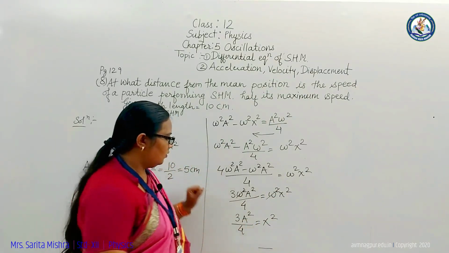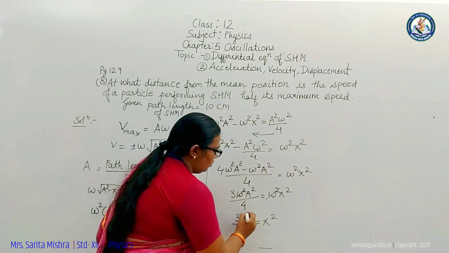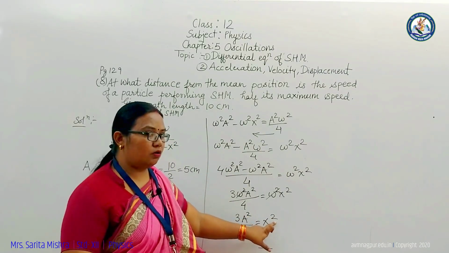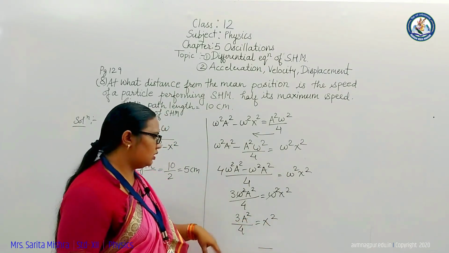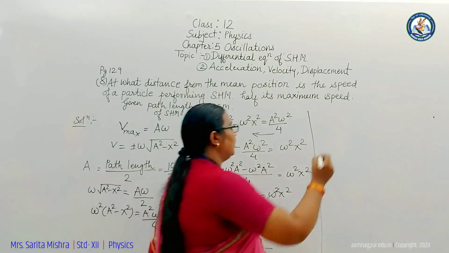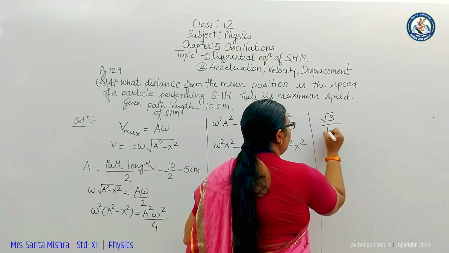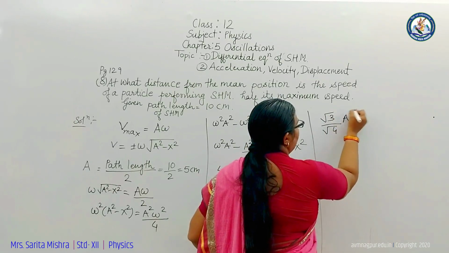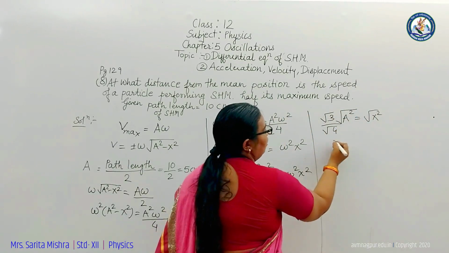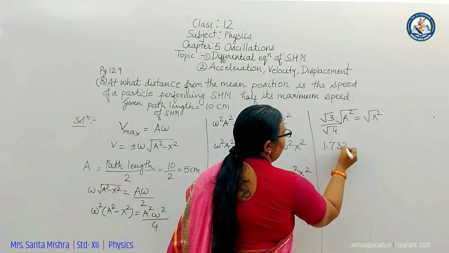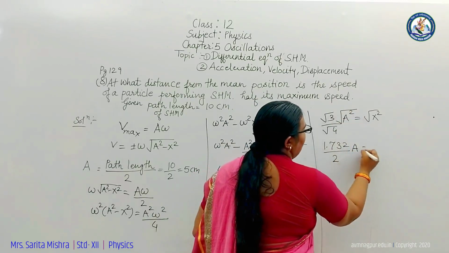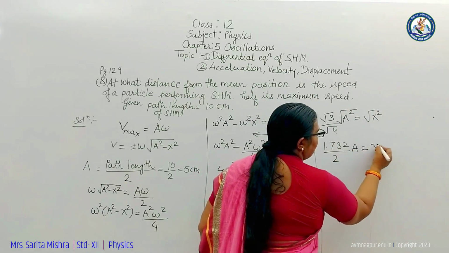Now again, as we know, to find the value of position x, we don't need the square of the value, so we have to take the square root on both sides. Taking the square root on both sides, we get root 3 by root 4 a. Root 3 is 1.732, root 4 is 2, and the square and root cancel, so we can write a, and on the other side x.